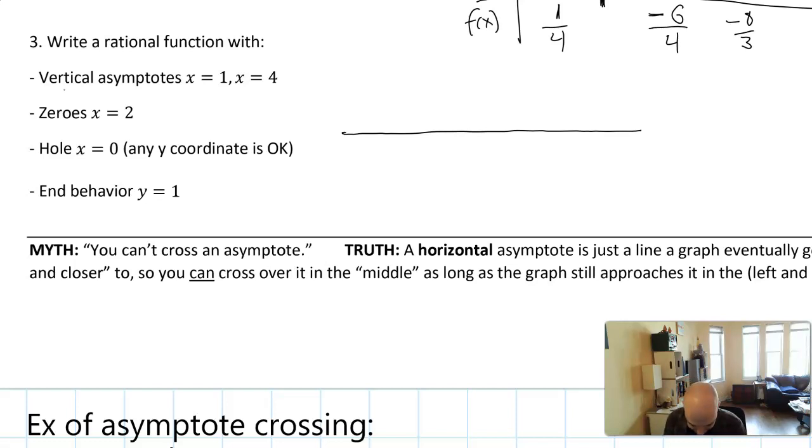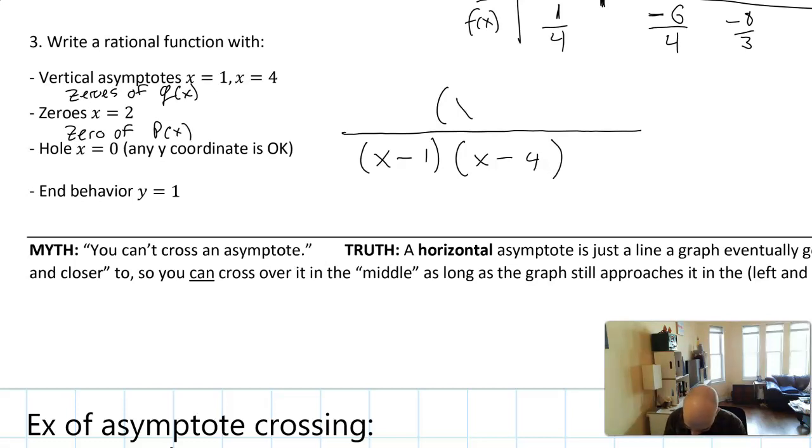The vertical asymptotes are the zeros of the denominator, which I'll just call q of x. So I need a factor that would have 1 and 4 as zeros. So how about x minus 1 and x minus 4 here? Pause and double check that that makes sense to you. We need a 0 at x equals 2. So that's going to be a 0 of p of x. So we need an x minus 2 on the top.